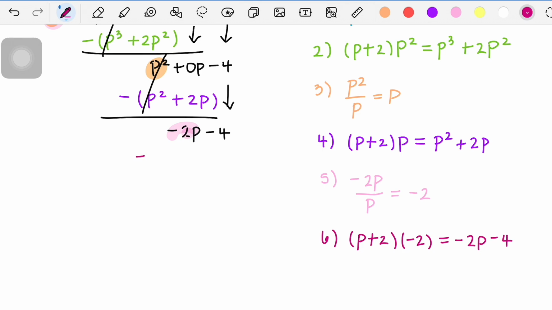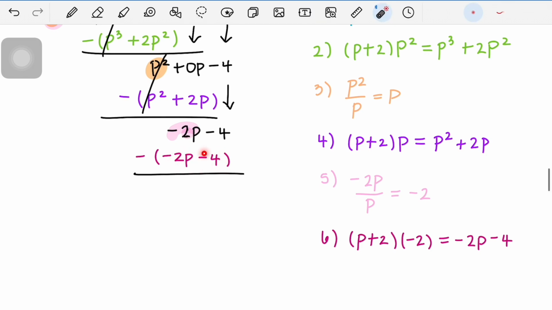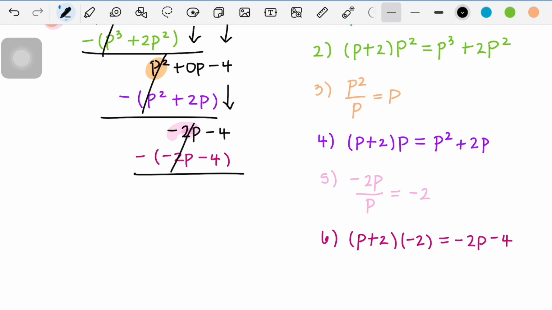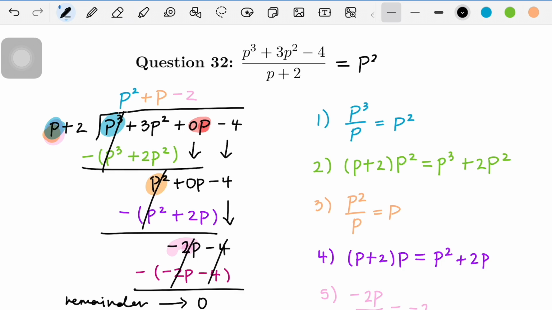And then again, we're going to subtract out that result here. So minus a minus 2p minus 4. All right, so subtracting these guys out, again, this minus sign is going to be distributed to both terms inside of our parentheses here. So we're going to get a minus 2p plus 2p, so these guys cancel. And then we have a minus 4 plus 4, so these guys will also cancel, and we're left with 0. So in this case, we see that we have a remainder of 0, and so our final answer is going to be this polynomial here. So dividing these two guys, we're going to get p squared plus p minus 2.